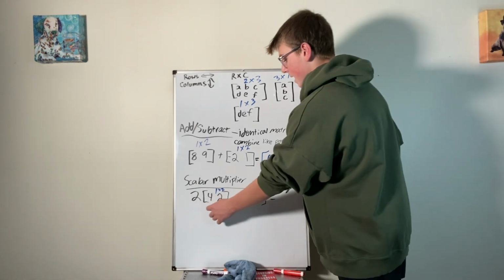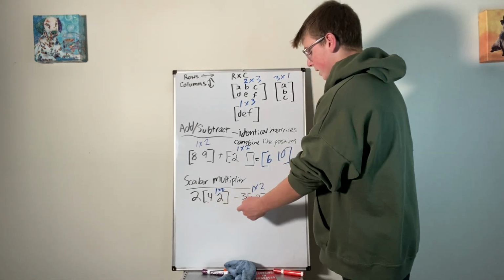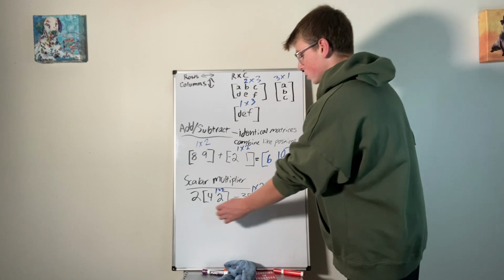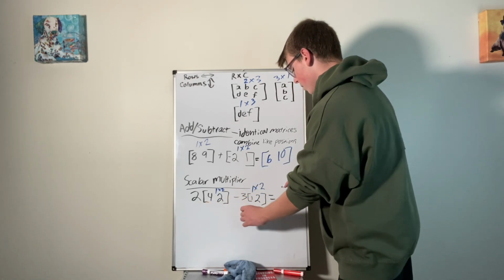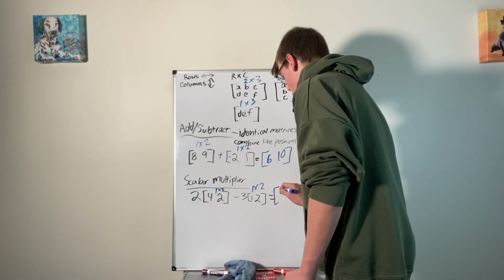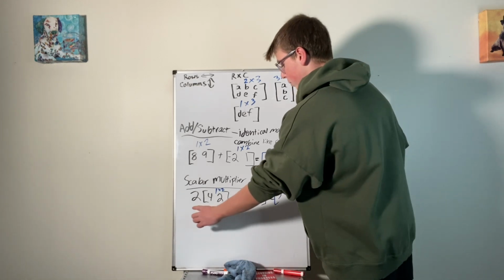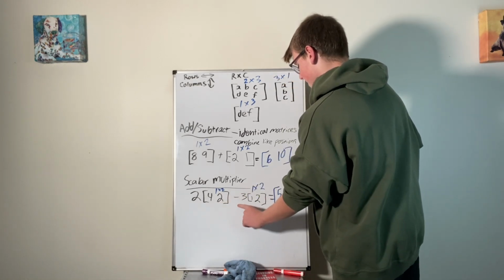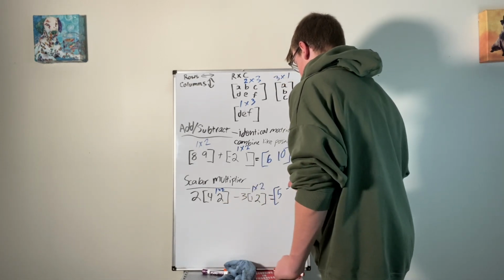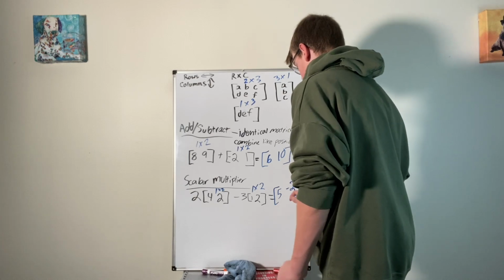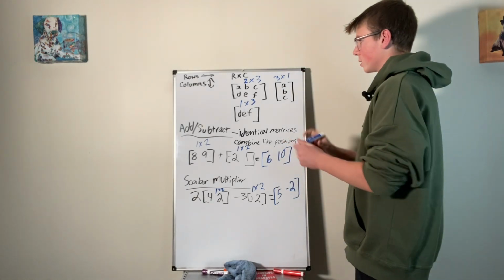So this would be 8 and 4, minus 3 and 6. So this would be 8 minus 3, right? Because we're doing like positions. So 8 minus 3 is 5. This would be 4 minus 6, which would be negative 2. Okay, so that's scalar multiplication.